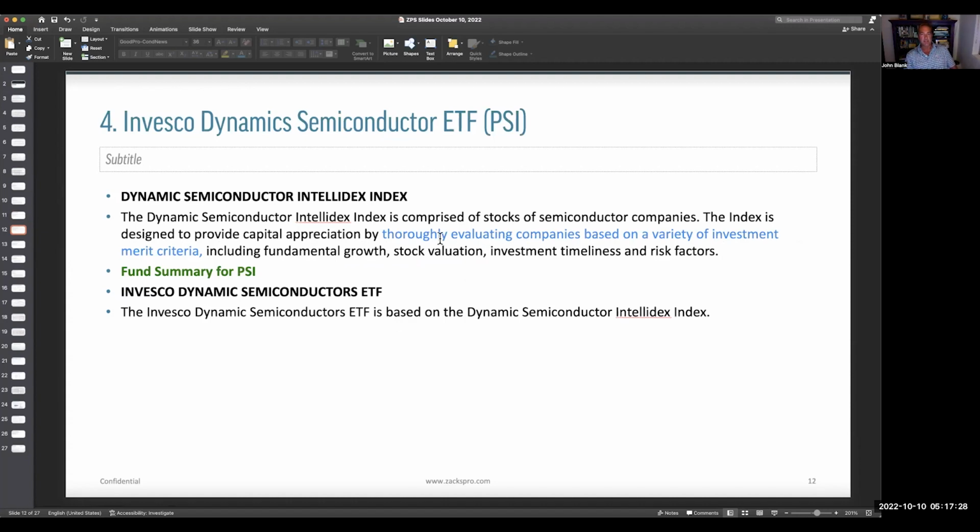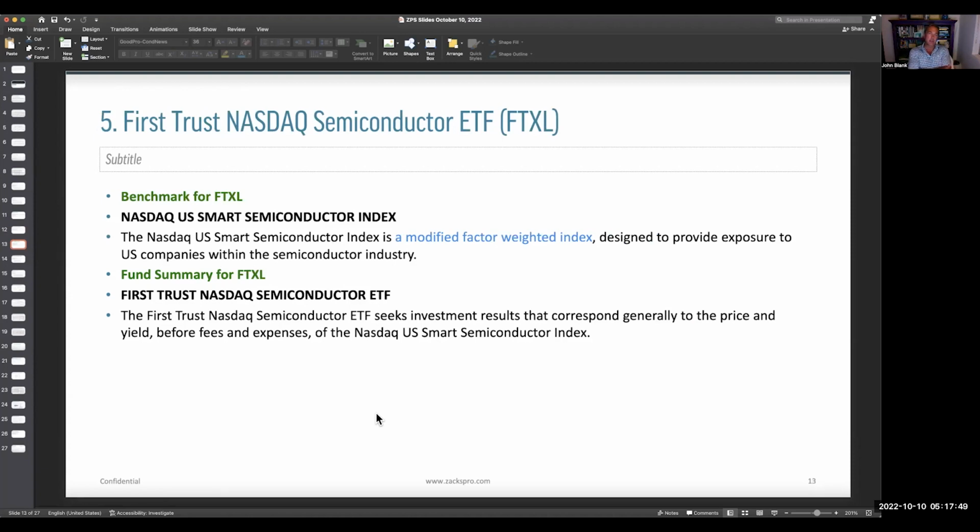Invesco PSI. This is going to do all the typical Graham and Dodd stuff: growth, valuation, timeliness, risk, dynamics, the Semiconductor Intellidex index. It didn't play out to work very well for you. It's costly, and it didn't actually offer bigger returns. PSI sounds great, but it didn't work, at least in hindsight. The same is true for First Trust, FTXL. This was a modified factor weight index. That's kind of saying the same thing. They're trying to use factors to weight these things and pick better stocks. It didn't actually work out better.